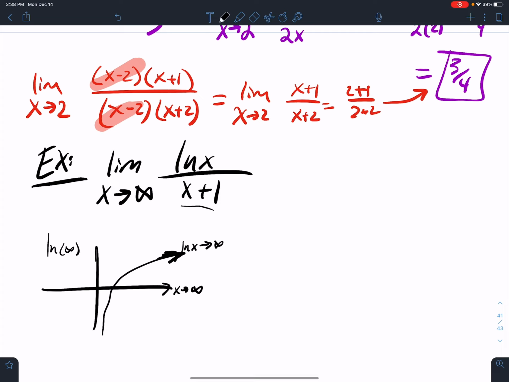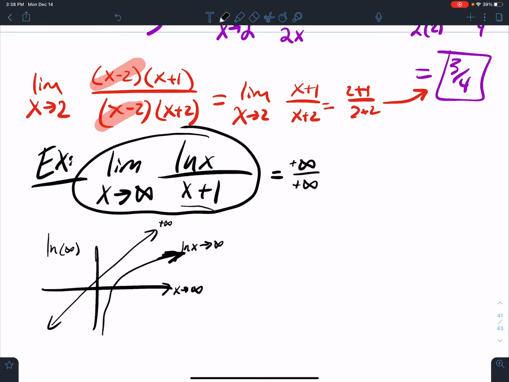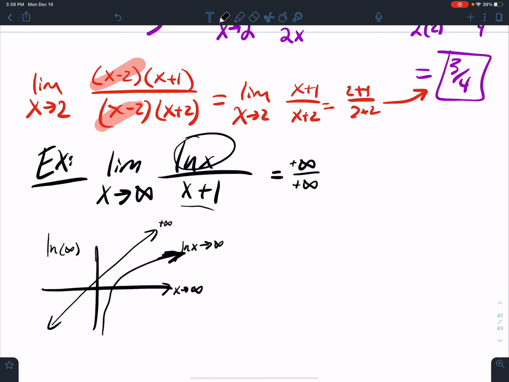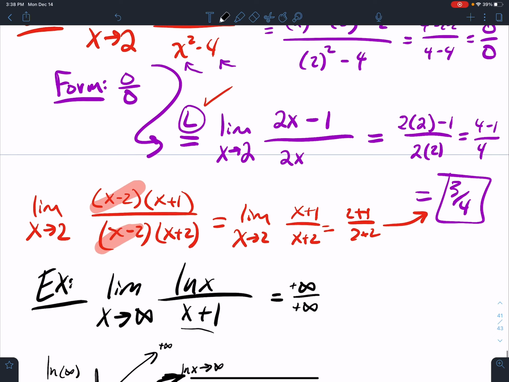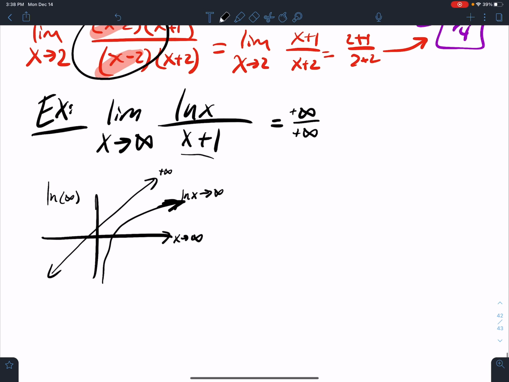And then what about x plus 1? That's a line with slope 1. That's going up to positive infinity too. So that means that this is of the form positive infinity over positive infinity. So it's indeterminate. If you were in Calculus 1, you would have to stop right here. There's no way to do this because we don't have any way to factor ln x and x plus 1 to see where anything cancels like we could here, right? So the only thing we can do is use L'Hopital's rule.